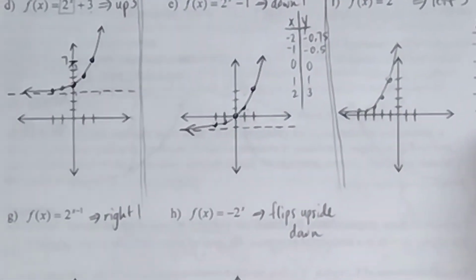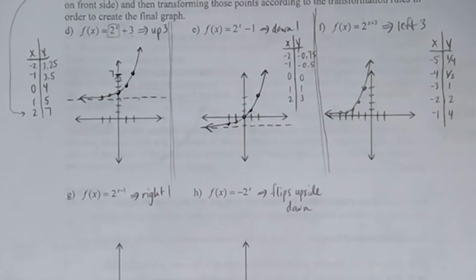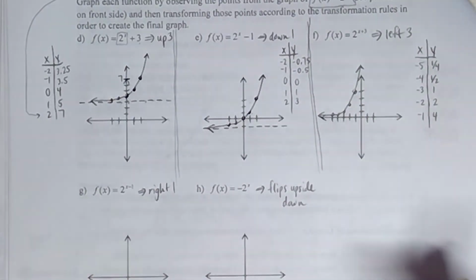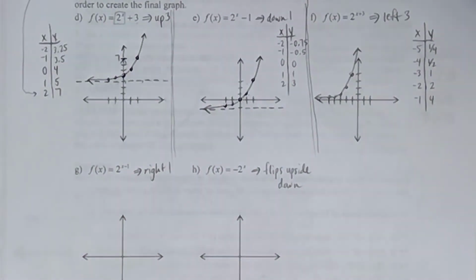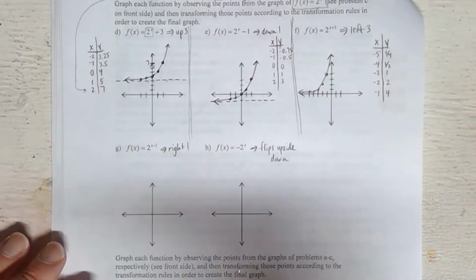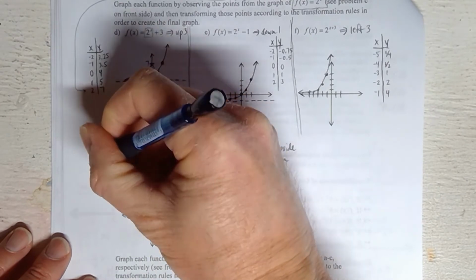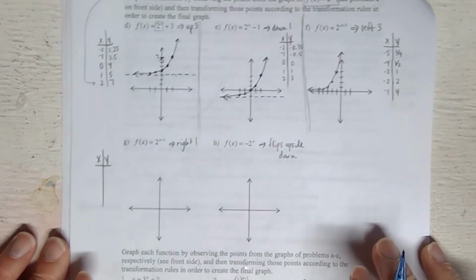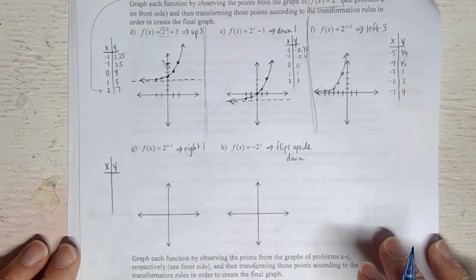When we move to the right, same thing. The asymptote does not change, so it's still the x-axis on both problem G and on problem F, like we said, but it goes to the right one. What happens when you go to either the left or the right? It's the x's that change because the x-axis goes from left to right, okay, and the y's don't.